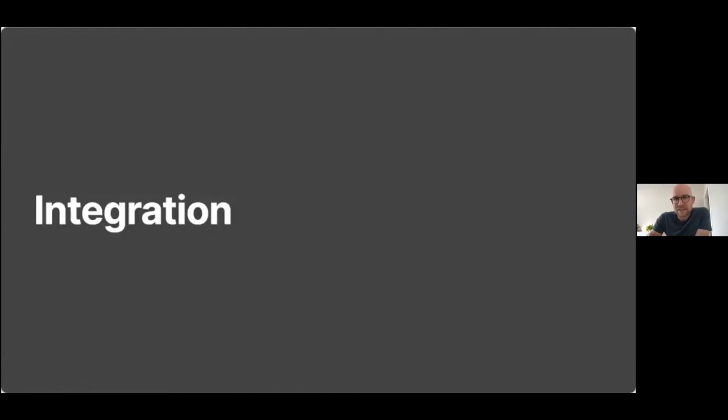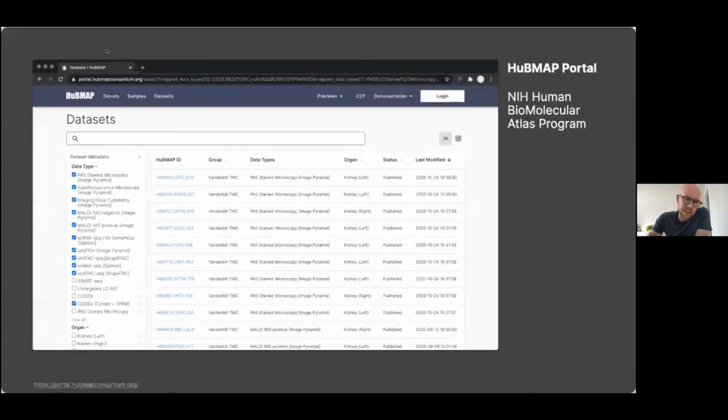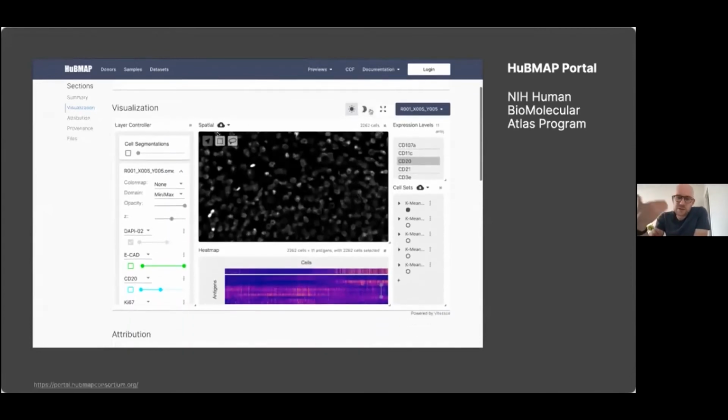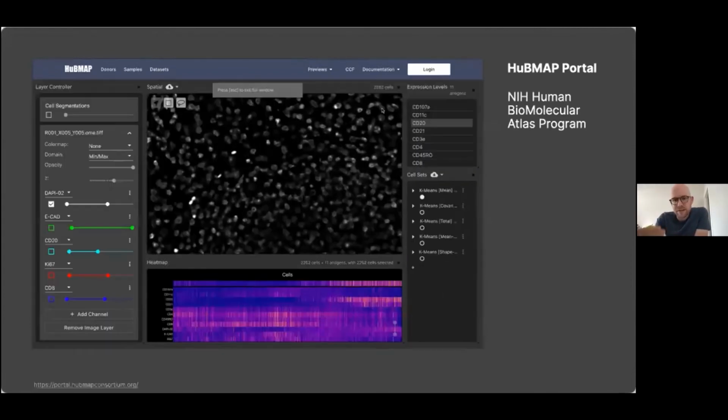And in fact, in terms of integration, one of the things that we have done in this HuBMAP project is that my team is responsible for developing the user interfaces for this HuBMAP data portal. So you can browse through hundreds of data sets. And what is very convenient is that you can also visualize data sets directly in the data portal without the need to download any data sets or to install any software. So here's this Vitessce tool directly embedded in the portal.